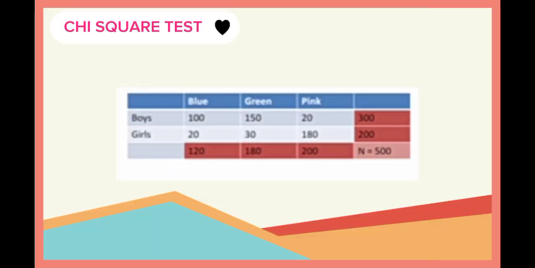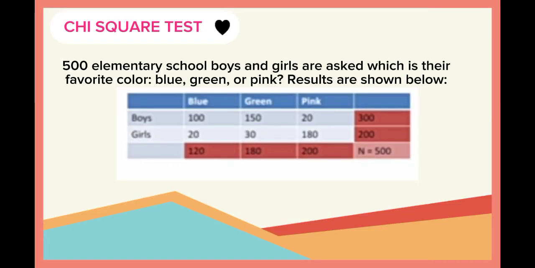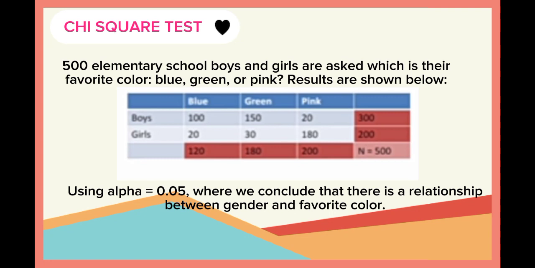500 elementary school boys and girls are asked which is their favorite color: blue, green, or pink. We have the results now. Using an alpha level of 0.05, we want to conclude whether there is a relationship between gender and favorite color. So here is our table.